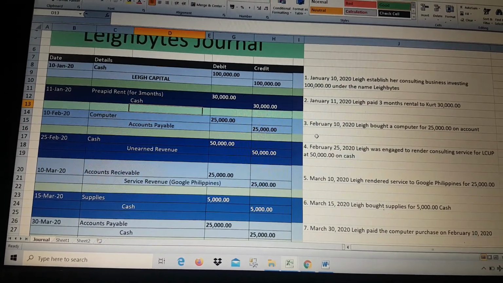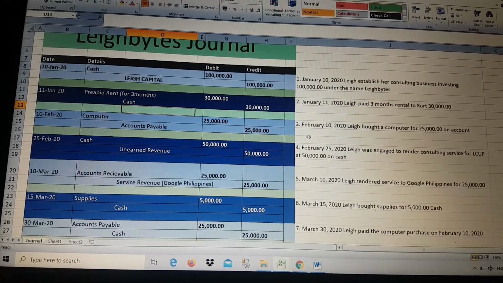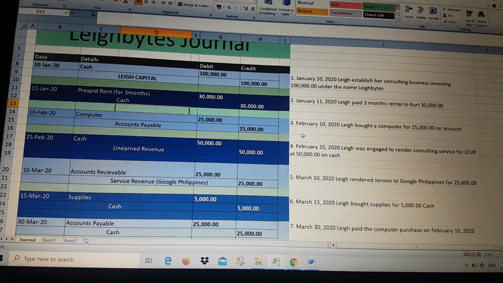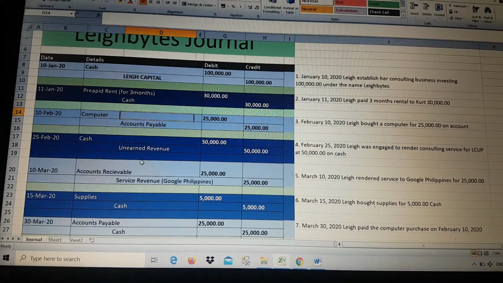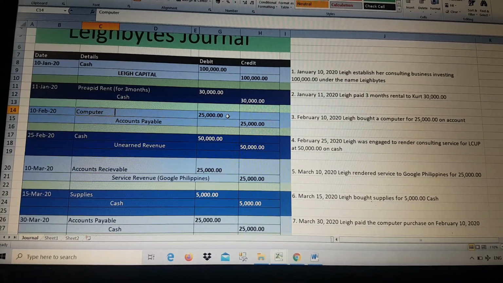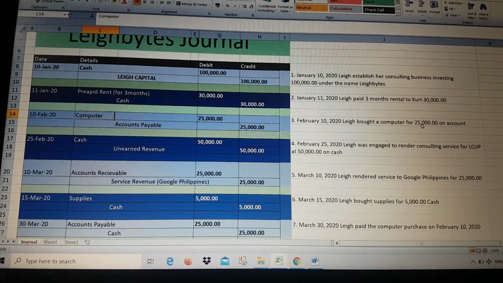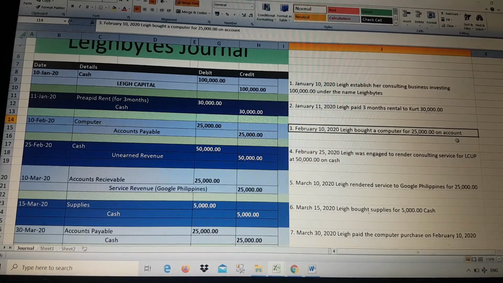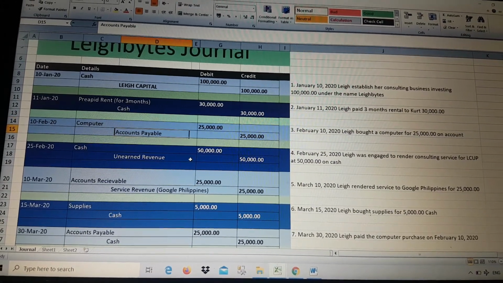Next, on February 10, 2020, Lei bought a computer for 25,000 on account. So what does the business receive? Computer. So we put computer 25,000. And then to whom is the business liable? Does the business have a liability? Yes, to the owner of the computer shop because she didn't pay. Instead, it's on account. That's why now it is accounts payable.